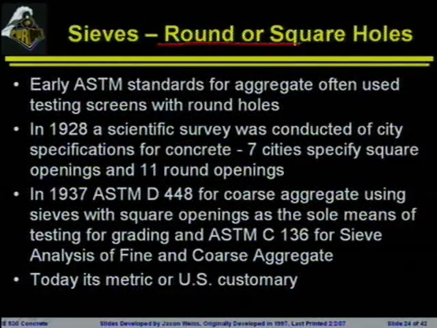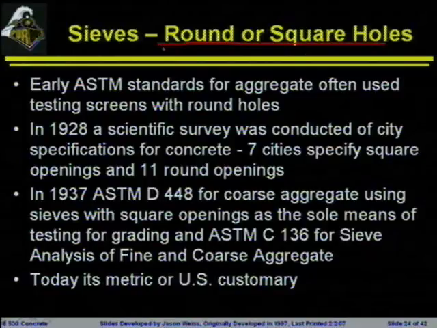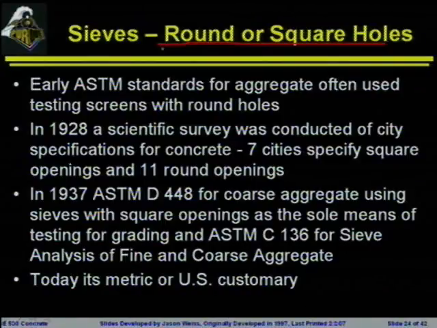Apparently the big debate, and what led to this entire 14-page article on the history of sieves, was in the 1920s: a grand debate between using a sieve of wire mesh that created essentially square holes, versus a metal plate that had round holes in it. I found the terminology fantastically interesting. In 1928, they conducted a scientific survey of city specifications: 7 cities specifying square openings, 11 cities specifying round openings. And that apparently was the scientific study. I think it became scientific because they used some numbers. But there was apparently a grand debate between these.